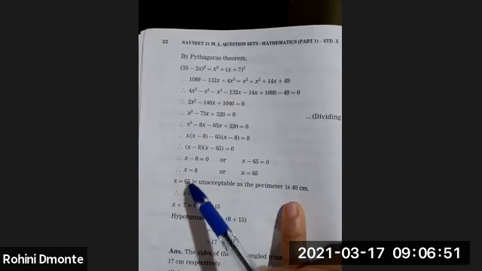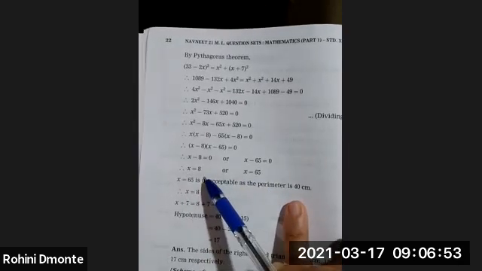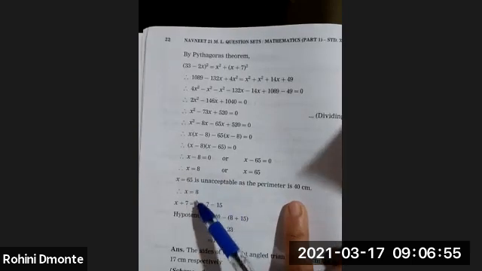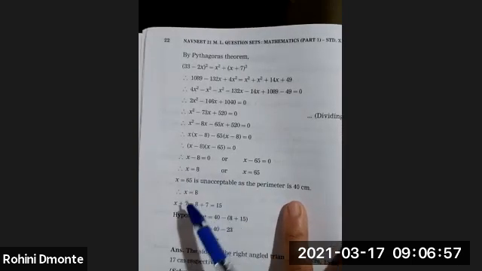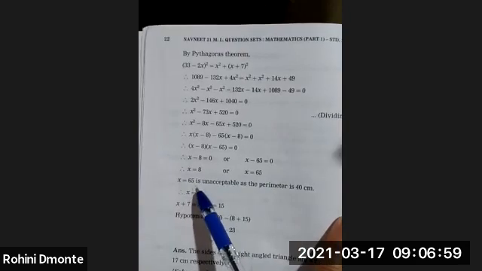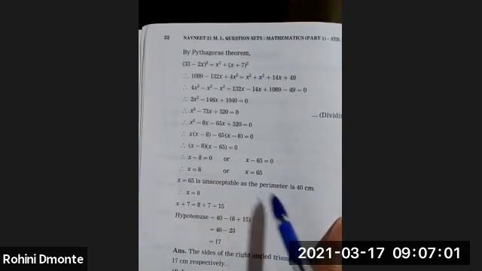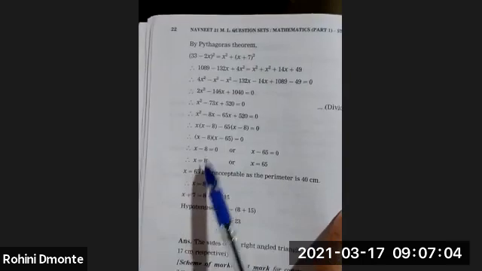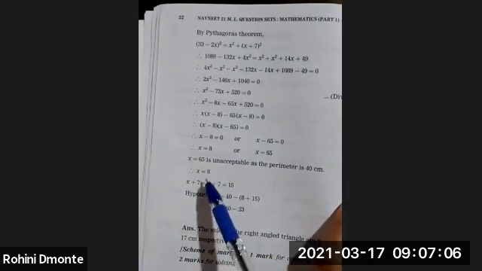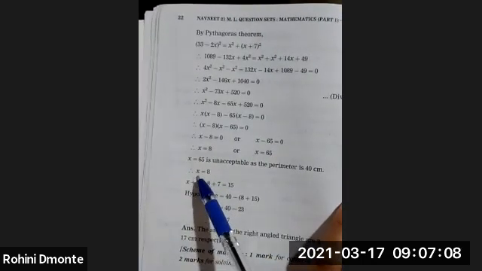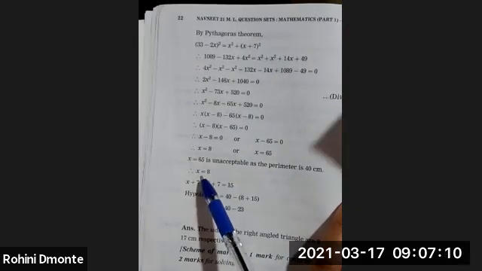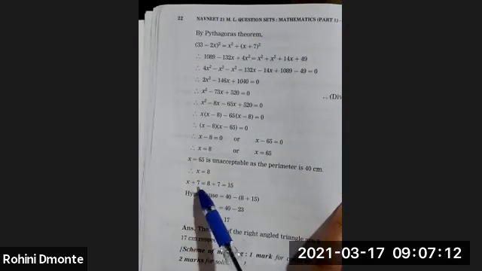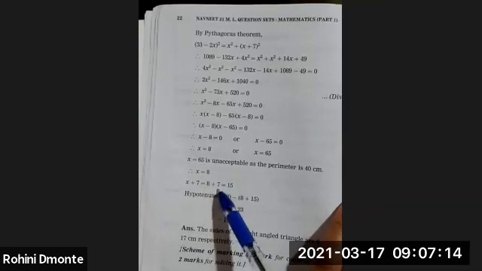So what is the correct answer? x is equal to 8. So we have to consider this as the correct answer. x is equal to 65 is unacceptable as the perimeter is 40 centimeter. So you have to take x is equal to 8 as the correct answer. Once you have considered this, see, this is one of the sides, and the other side differs by 7. Okay, so 8 plus 7 is equal to 15.